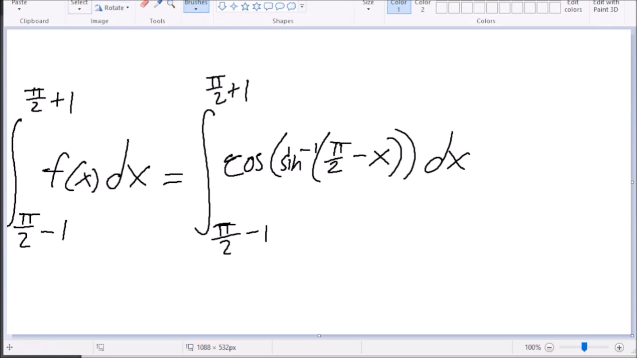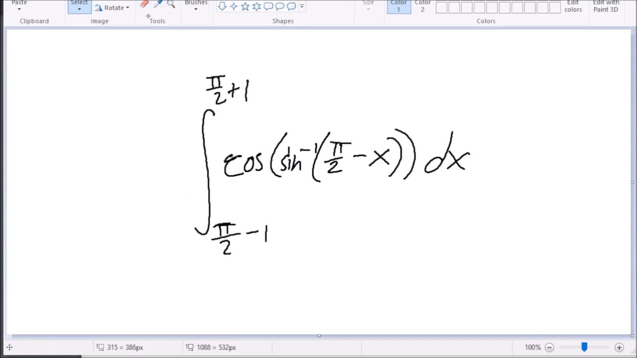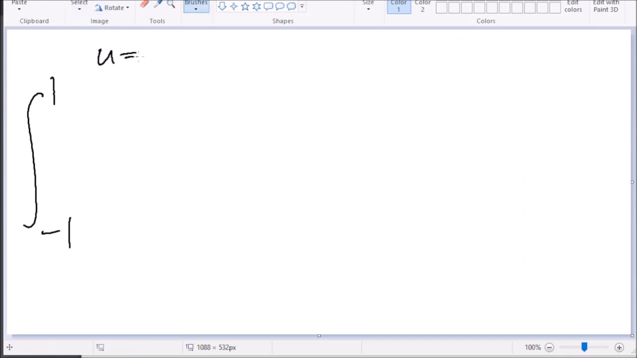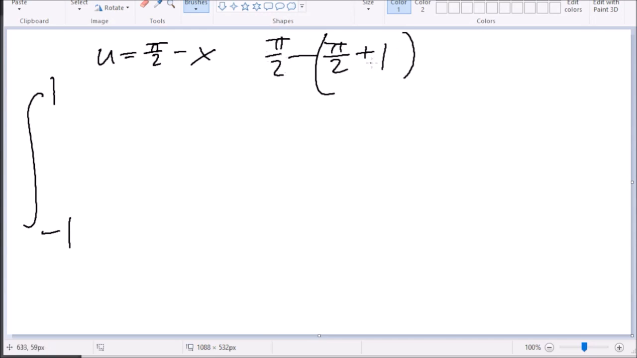I'm going to do a u substitution, and you will see why. Well, I'll just tell you right now. The reason why I want to do a u substitution: if I let u equal pi over 2 minus x, what happens is that I get my bounds to 1 to negative 1. Okay? So now that I got that u substitution, I can go like this. So again, just a reminder, my top bound was pi over 2 plus 1, right? So now if I plug this into pi over 2 minus x, this gives me 1.